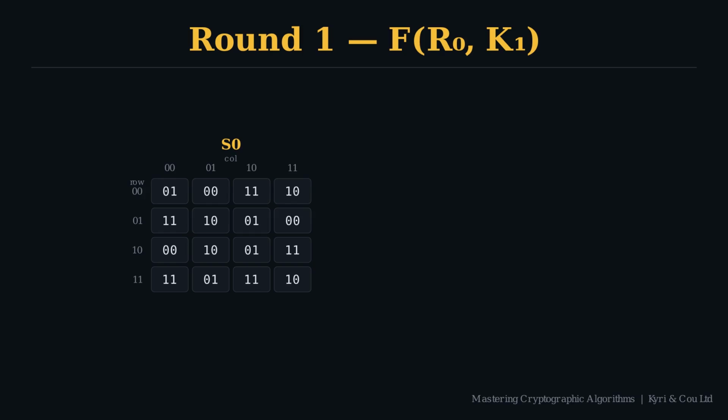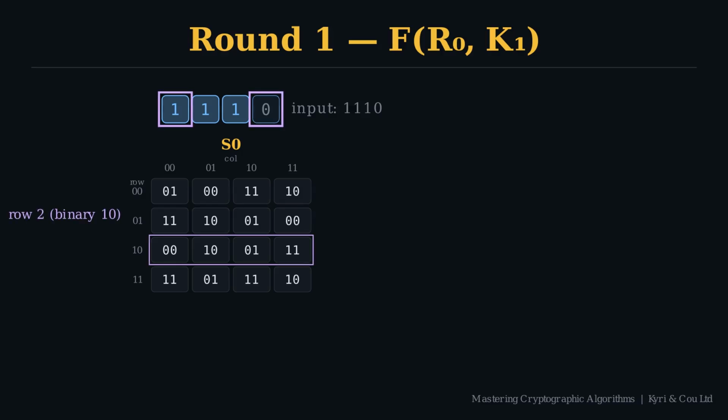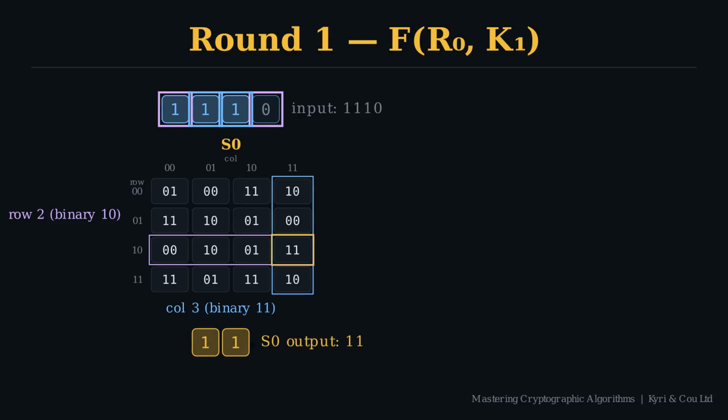Each is a tiny lookup table taking 4 bits in and giving 2 bits out. Fair warning, this lookup is the fiddliest step in the whole algorithm, so we'll go slowly. S-box 0 receives 1110. The 2 outer bits, the first and the last, pick the row. Ours are 1 and 0, which is binary for 2, so we're in row 2. The 2 inner bits pick the column. Ours are 1 and 1, which is binary for 3, so we're in column 3. We look up row 2, column 3, and the table says 1, 1. That's the output of S-box 0.